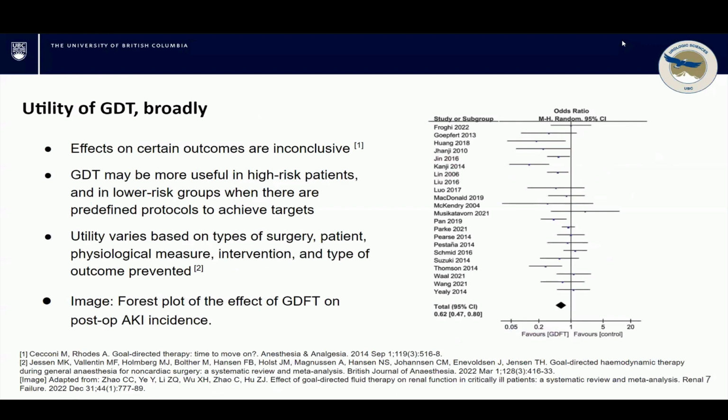What is the utility of goal-directed therapy in general? This is not restricted to just intraoperative management, but perioperative management as well. They're generally heterogeneous in nature, but it seems to be most useful in high-risk populations or in populations where you're really defining the target population or the action specifically, such as with protocols. In terms of surgery, it seems to depend on the type of surgery, the type of patient that you're looking at, the physiological measure you're looking at, the intervention, and the outcome that you're trying to prevent. This is a meta-analysis of goal-directed therapy trying to prevent acute kidney injury in critically ill patients, suggesting that there is a favorable benefit to GDT in this population.